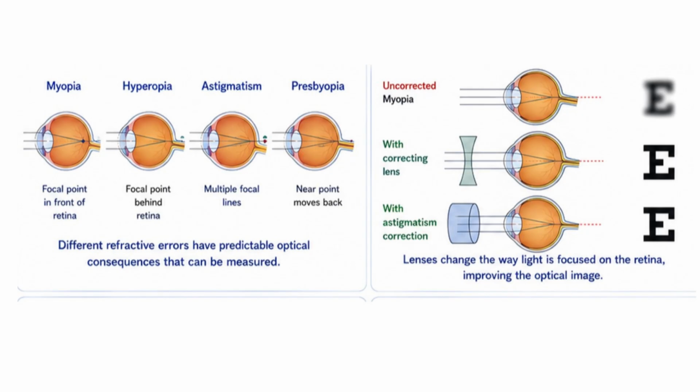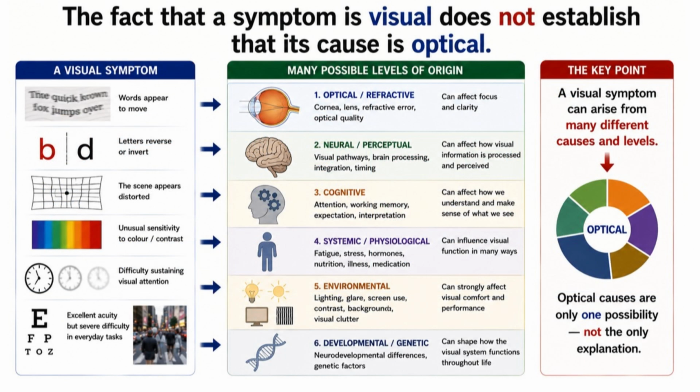The difficulty begins when the same conceptual framework is extended to symptoms that are not primarily refractive. A patient may report visual instability. Words may appear to move. Letters may reverse or invert. The visual scene may appear distorted. There may be unusual sensitivity to particular visual stimuli. There may be difficulty sustaining visual attention. There may be a mismatch between excellent acuity and severe difficulty in everyday visual tasks.